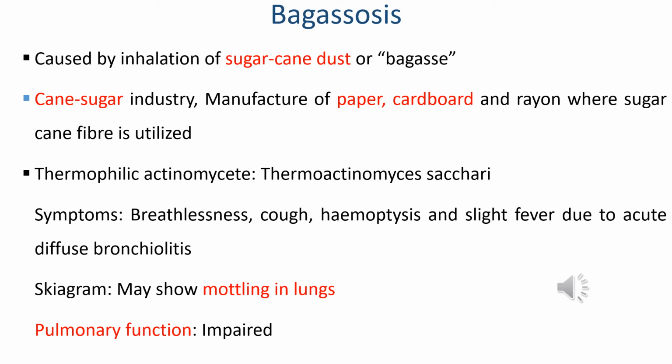Thermophilic actinomycete is a microorganism that is present on sugarcane dust or bagasse, and it acts as a biological agent for development of bagassosis. The symptoms of bagassosis involve breathlessness, cough, hemoptysis, and slight fever due to acute diffuse bronchiolitis. Mottling in lungs is seen on radiography. Pulmonary function is impaired.